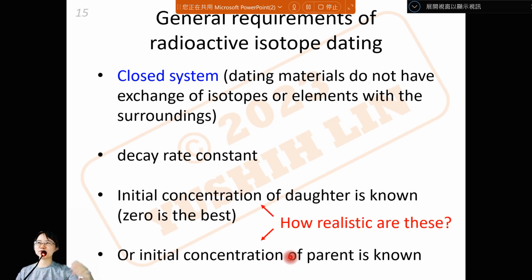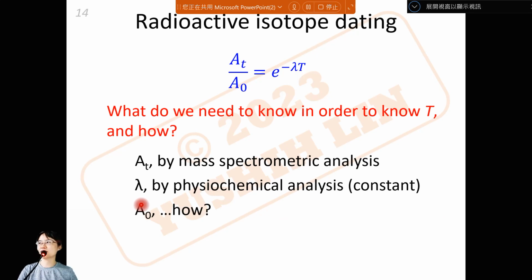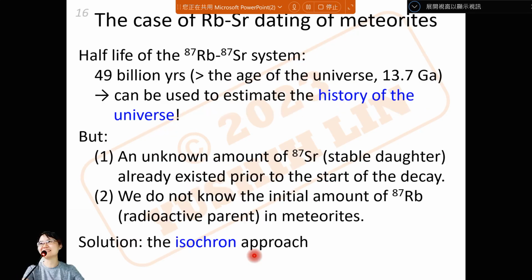So you know there are really cases that fit this condition or this condition. However, we know there are so many different kinds of dating techniques. How realistic are these requirements? The answer is most of them will not fit these two requirements. Their initial concentrations of parent and daughter are not known. How do I do the dating? How do I solve the question? That's the genius thing about isochron, because with the isochron technique, you do not need to know the initial concentration of parent and daughter, but still you can date. That's how genius it is.